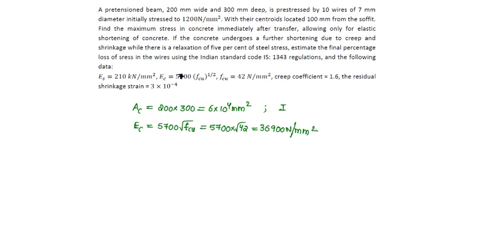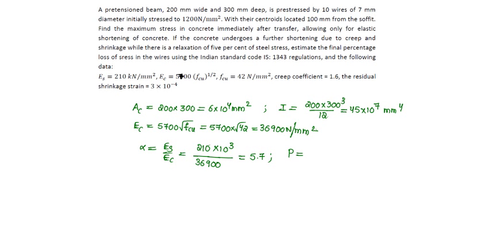I will be equal to BD cube by 12, that is 200 into 300 cube by 12, which will be equal to 45 into 10 power 7 mm to the power of 4. Alpha modular ratio will be equal to ES by EC, that is equal to 210 kilonewton per mm square into 10 power 3 to convert into Newton per mm square, by Young's modulus of concrete is 36,900, so that will be equal to 5.7.